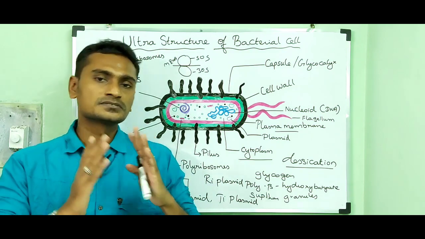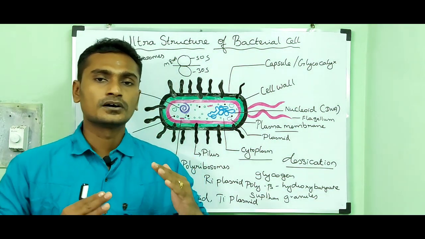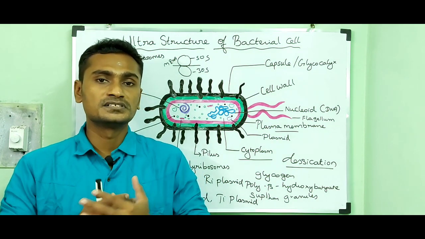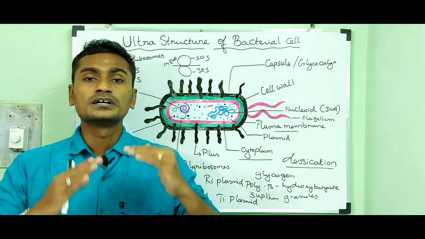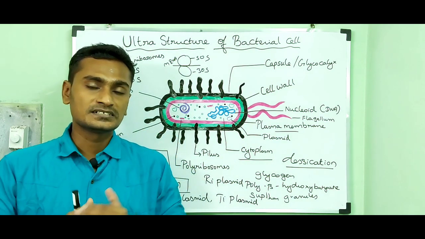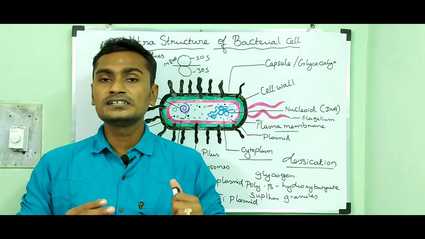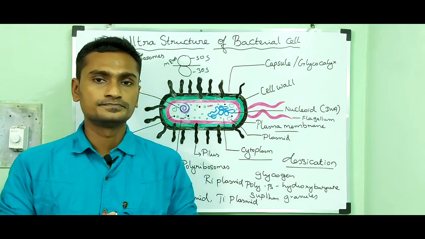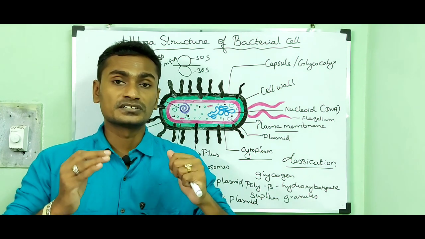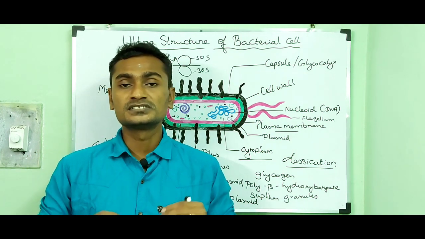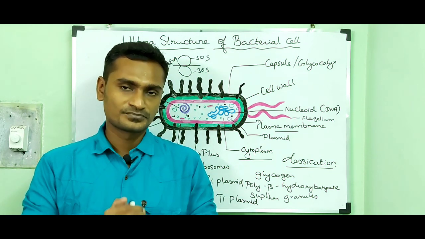Then I am going to tell about the pili or fimbriae. Pili or fimbriae are hair-like appendages present on the surface of the cell wall of gram-negative bacteria, for example Enterobacterium. In addition to normal pili, a special type called sex pili are involved in conjugation, that means sexual reproduction.